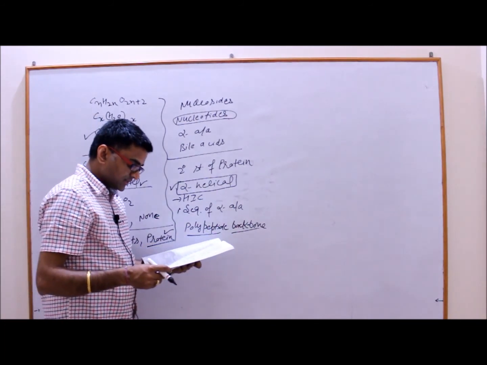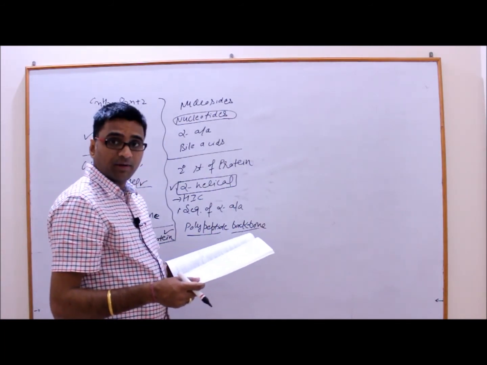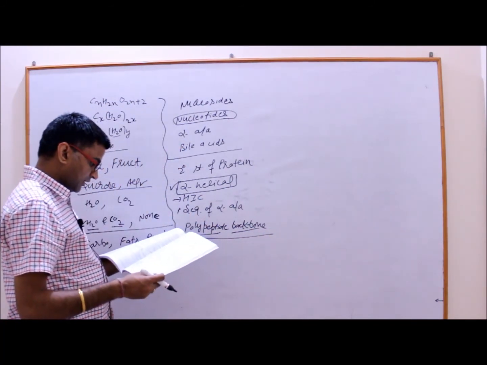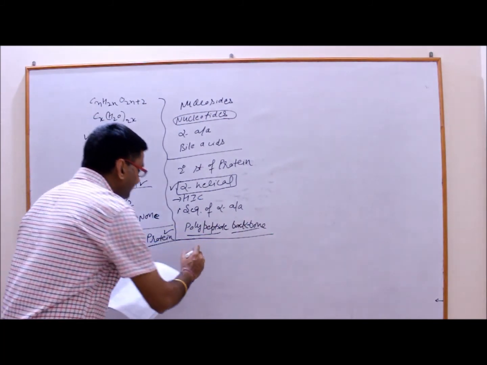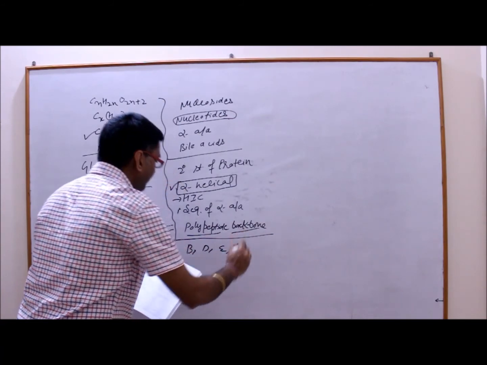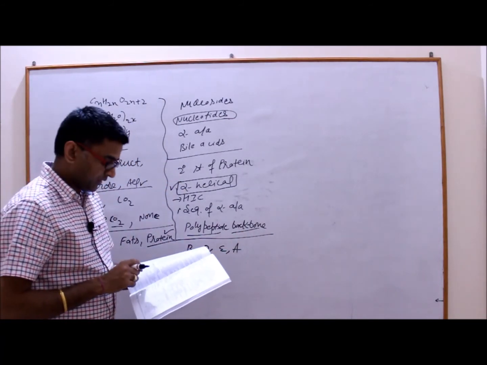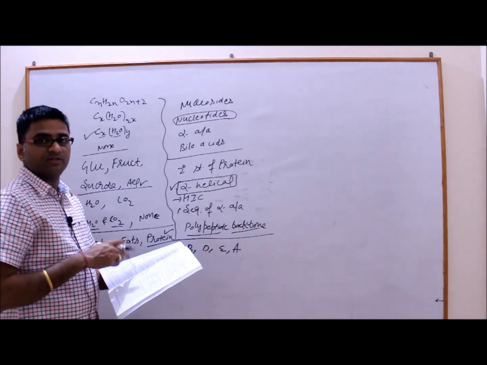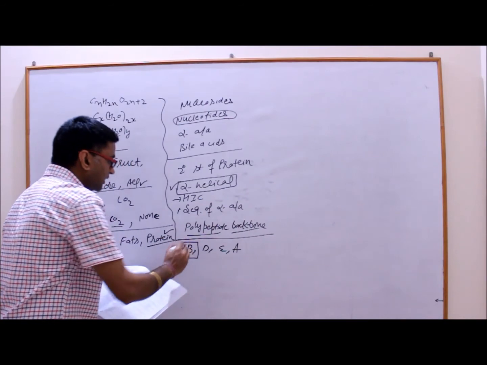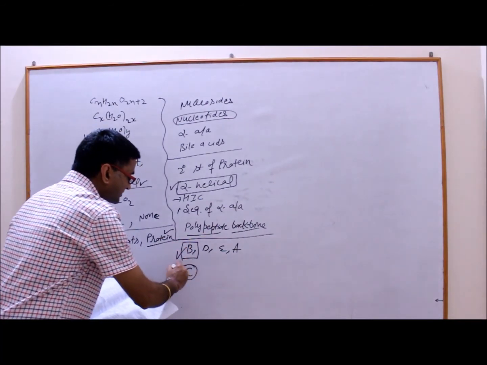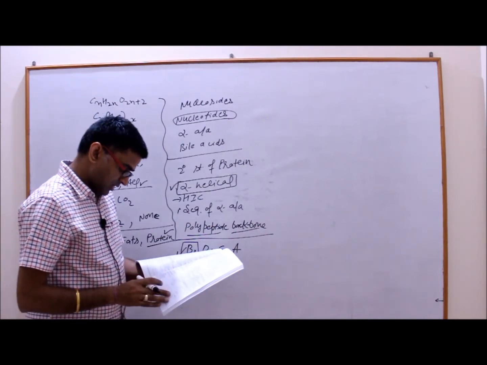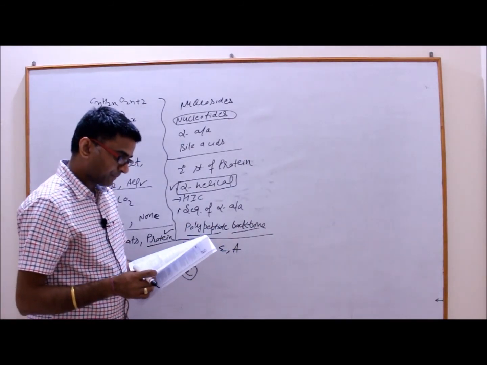Okay, so let's see the next question. Which of the following is not a fat soluble vitamin? Vitamin B, D, E, A. If it is not fat soluble, it means it is water soluble. If it is water soluble, then the answer is B, and the other option, vitamin C, is also a water soluble vitamin.